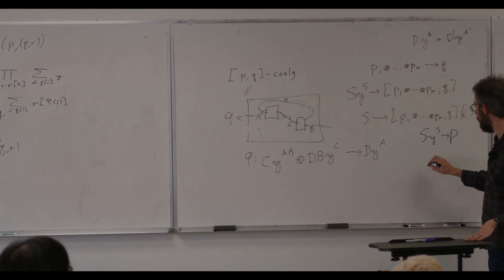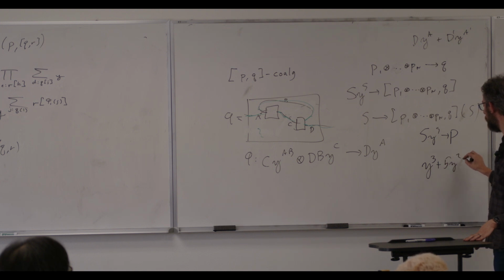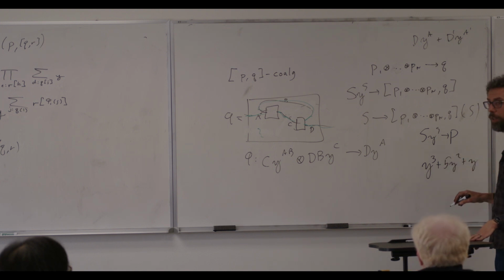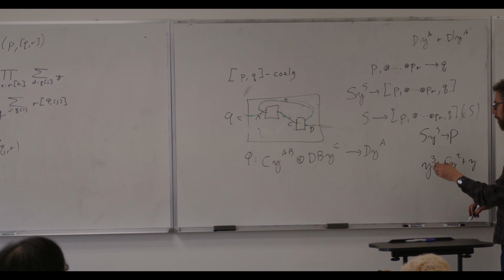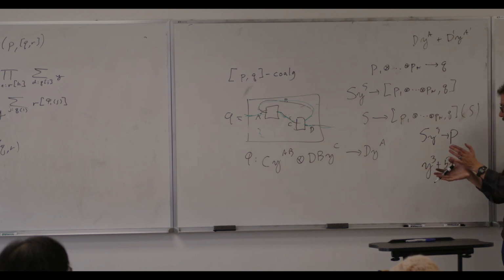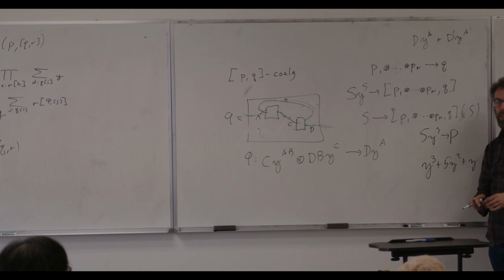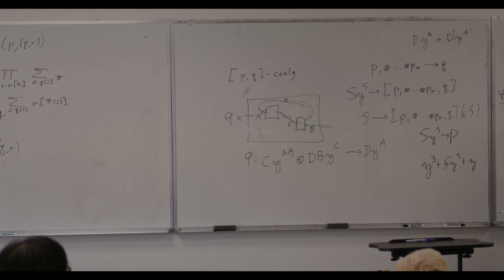Well, so let's say p is y cubed plus 5y squared plus y or something. So for every element of S, we either get something with 3 inputs, or we get an output of 1 through 5, and we are waiting for 2 inputs or whatever.